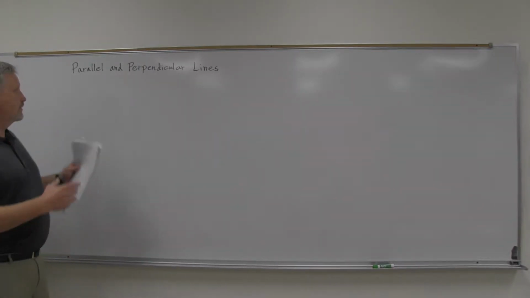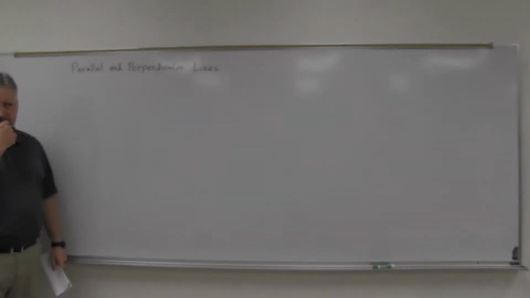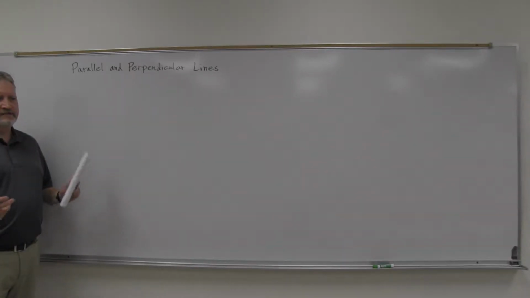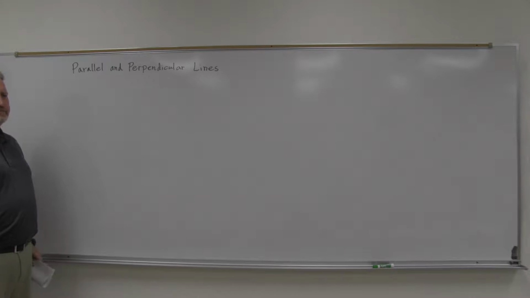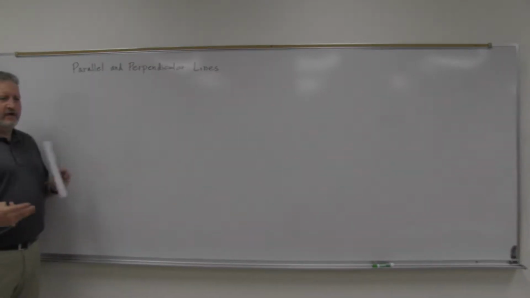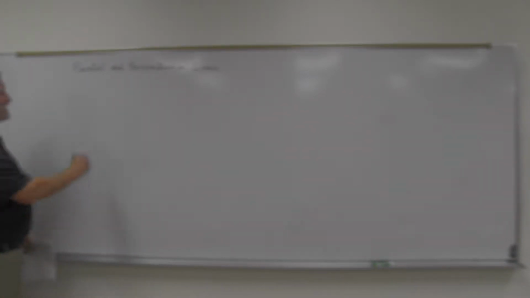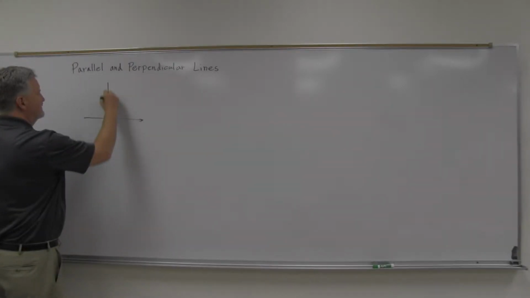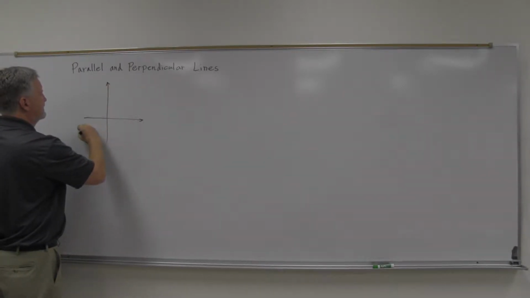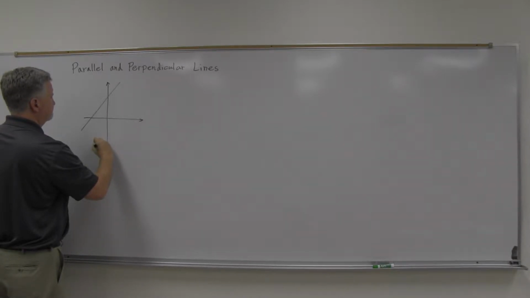Okay, so I want to talk about parallel and perpendicular lines. We graph some lines, and sometimes it's important to know, compared to another line, is it parallel or perpendicular? The easiest of those two is the parallel ones, because parallel lines just means they never intersect on an XY plane.